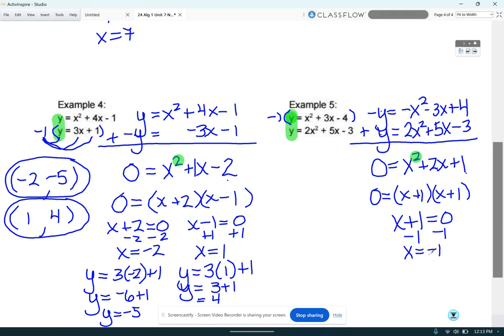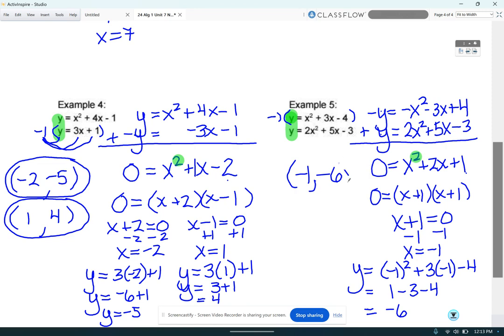Then I'm going to take that and substitute it back into one of the original equations. To me, the top equation looks a little bit easier. So I'm going to put negative 1 in for those x's. So negative 1 squared plus 3 times negative 1 minus 4. Negative 1 squared is 1. 3 times negative 1 is negative 3, minus 4. So 1 minus 3 is negative 2, minus 4 is negative 6. So my solution on this one is negative 1 comma negative 6.